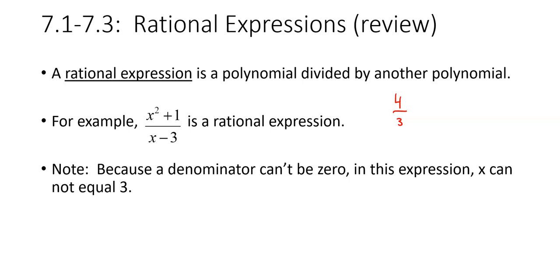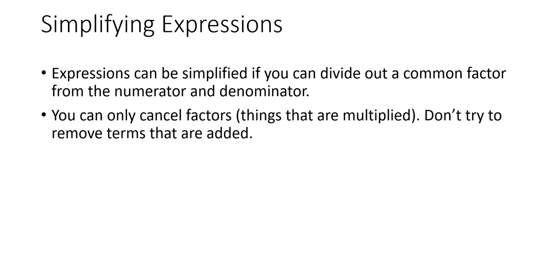We saw this when we were doing slopes of lines earlier in the course. So in that expression I gave you, x can't be 3, because otherwise you'd end up with a 0 in the denominator. So how do you simplify these things? Well, if you can divide out a common factor, you can simplify. Now, I said you can only cancel factors. Don't try to remove terms that are added. So, for example, if you have 2x plus 4 over 2x plus 7, you can't just cancel the 2x's because they appear top and bottom.